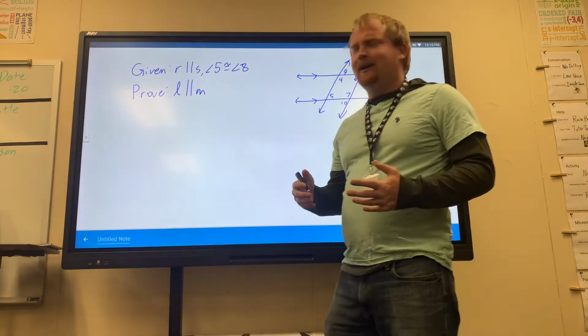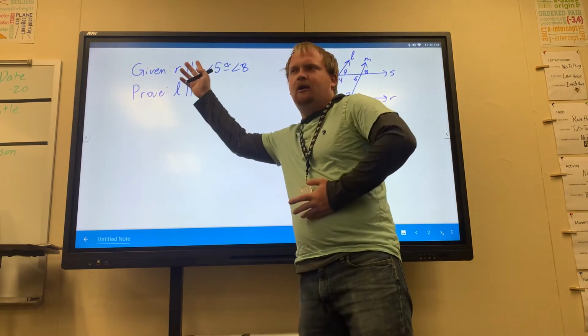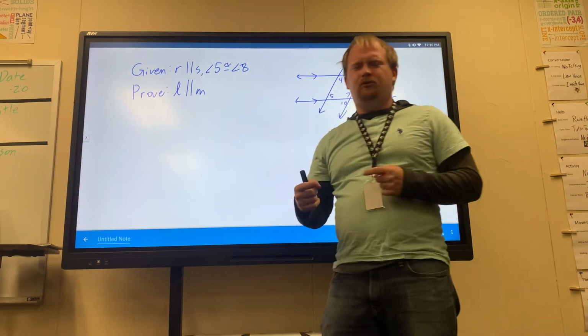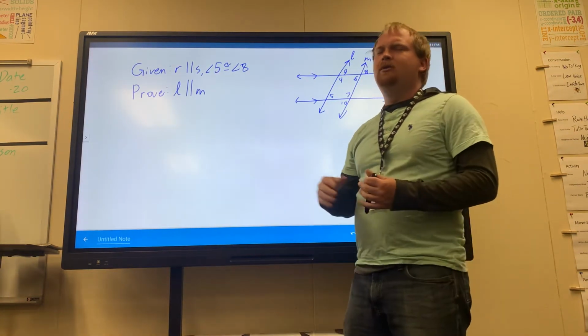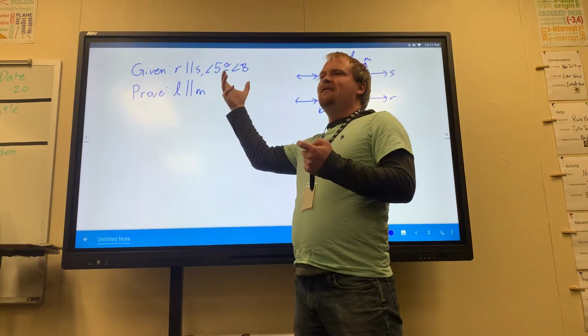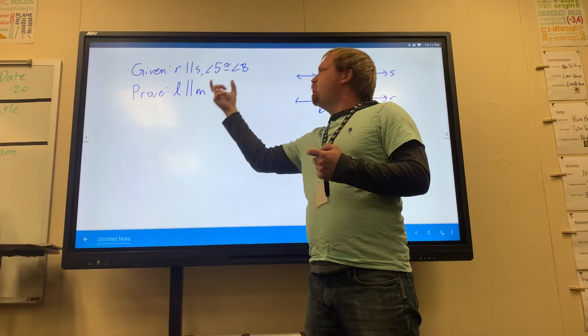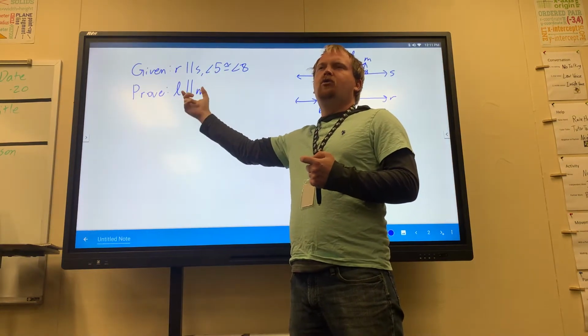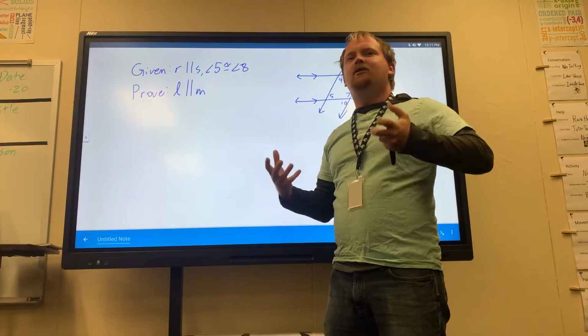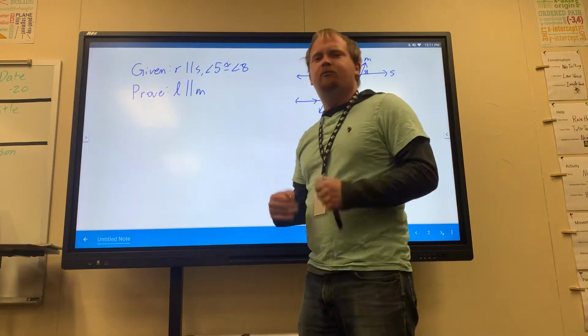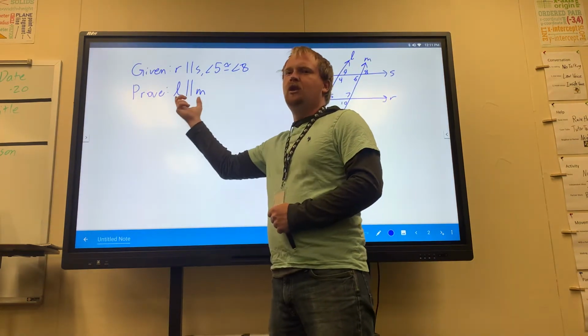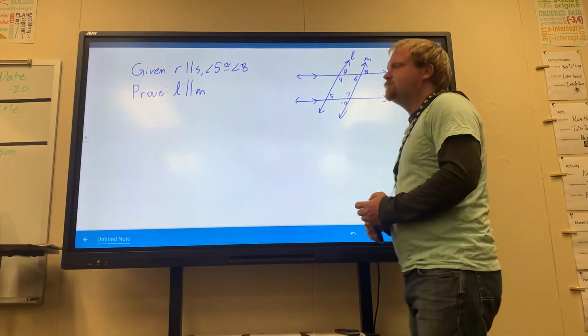So we talked about using proofs where we were given parallel lines, but this time we're going to do something a little bit different. We're going to be doing proofs where we're given angles and maybe a pair of parallel lines, but we're trying to prove two lines are parallel. That's the end goal right here. That's what we're trying to prove. We're trying to prove that two lines are parallel to each other.